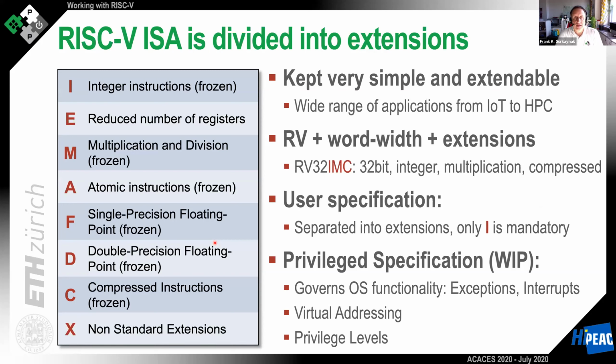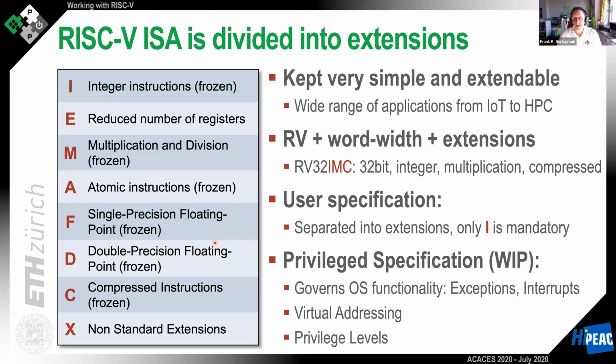Now, the main idea behind RISC-V was to keep it very simple and have it expandable. The idea comes also from a very wide range of applications. So you have your small IoT devices, which are very, very small processors, all the way to large computers, high performance computing systems where you need a lot of power.